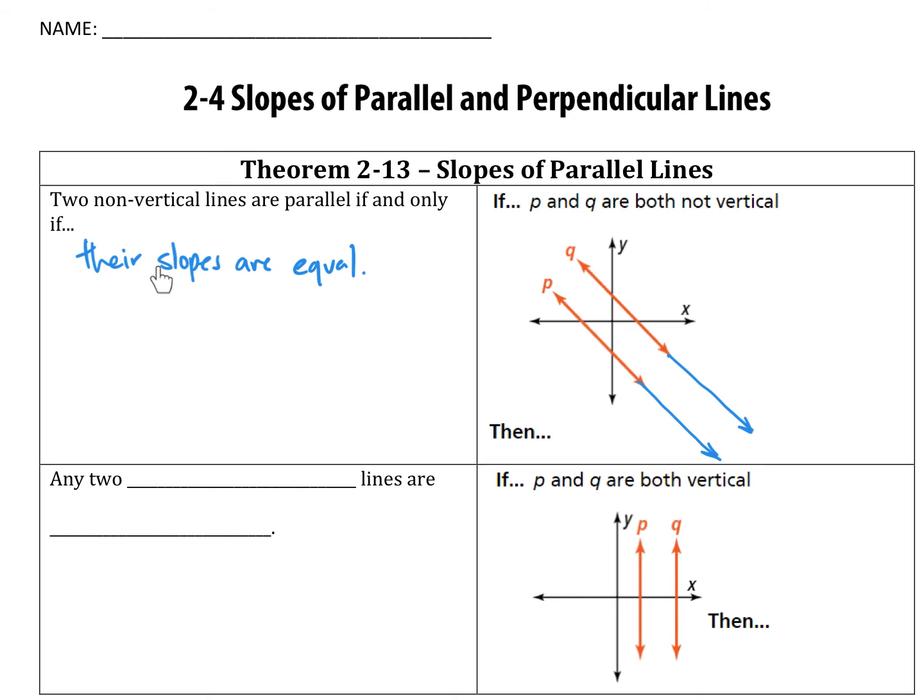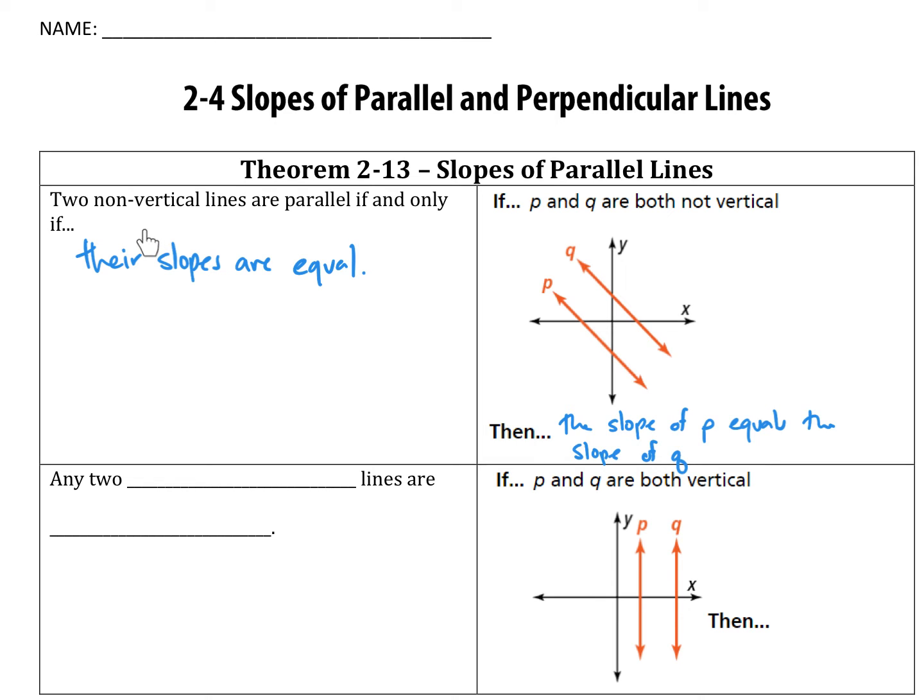Hopefully that makes sense after I talked for a few seconds about what a slope tells us about a line. If they're parallel, they're never going to intersect. That means that they're slanted and tilted the same way, which would mean that they have the same slope. So to finish out what it says in the diagram portion of this theorem, if P and Q are both not vertical, then the slope of P equals the slope of Q.